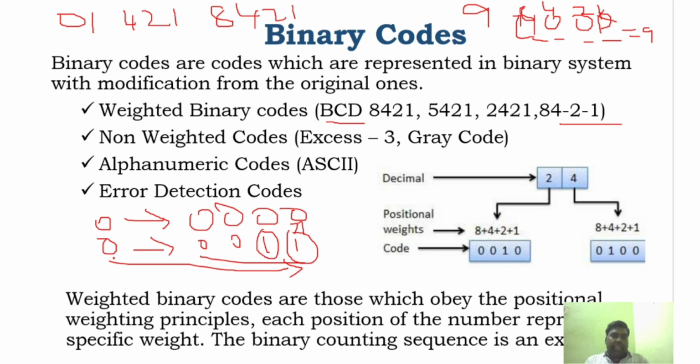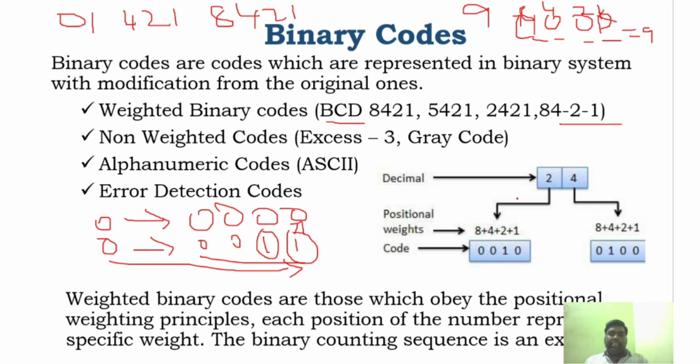Similarly, there are other codes called alphanumeric codes, which are ASCII codes, that is American Standard Code for Information Interchange. In computers, if you want to represent alphabets, special characters, numbers, everything can be represented using these alphanumeric codes. We'll see that later. And what are error detection codes? If your message is transmitted and received at the receiver end, we have to make sure that the received message is correct or not. In order to check this, error detection codes are used.